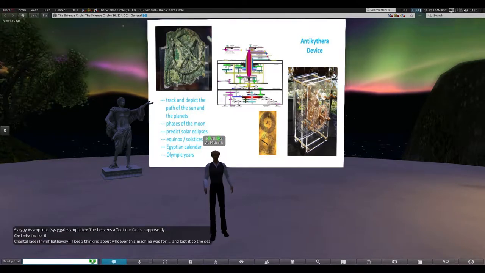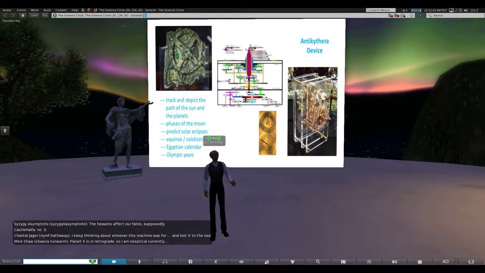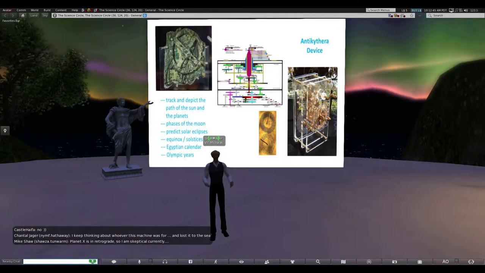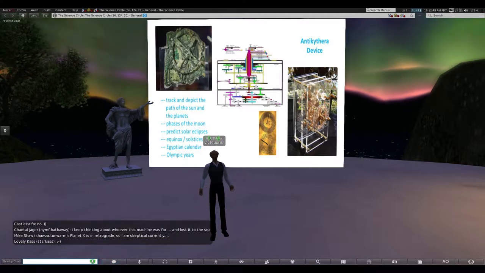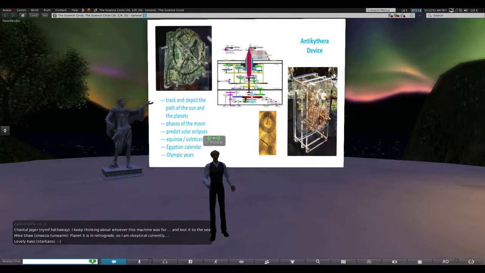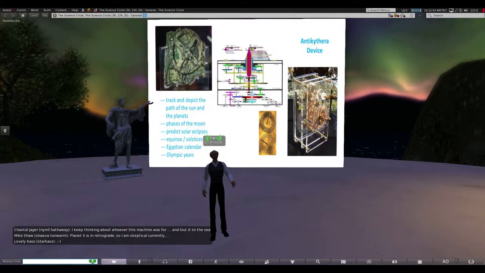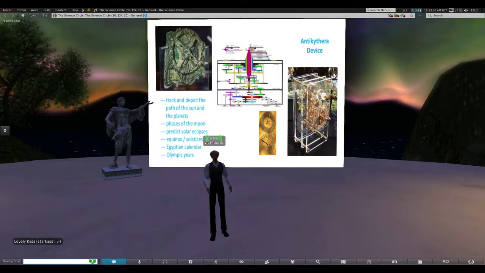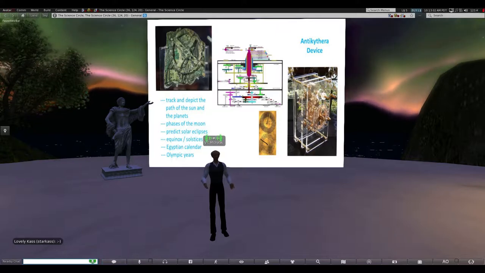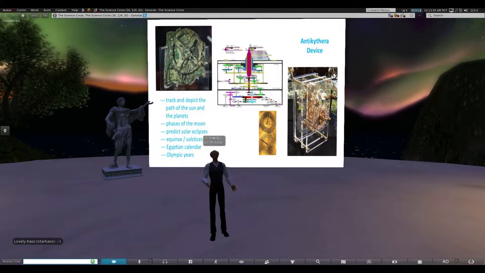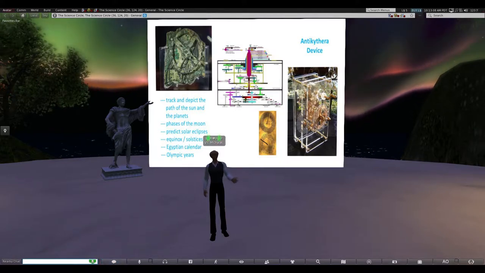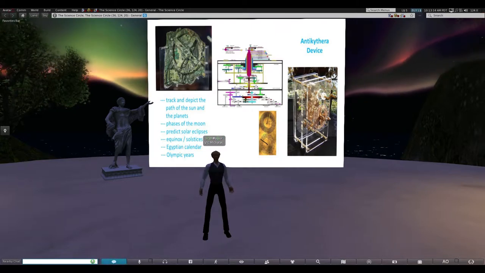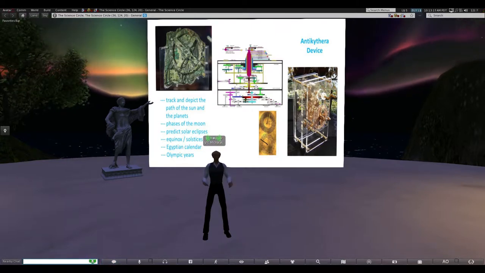So you've got this device able to track and depict the path of the sun and the planets and the phases of the moon. So they understood relationship-wise that if you could track where the moon was and the phases and where the sun was and such, you could also predict solar eclipses. Now, that was pretty special, to be able to say, tomorrow the sun is going to have a shadow in front of it from the moon. They could also predict equinoxes and solstices.